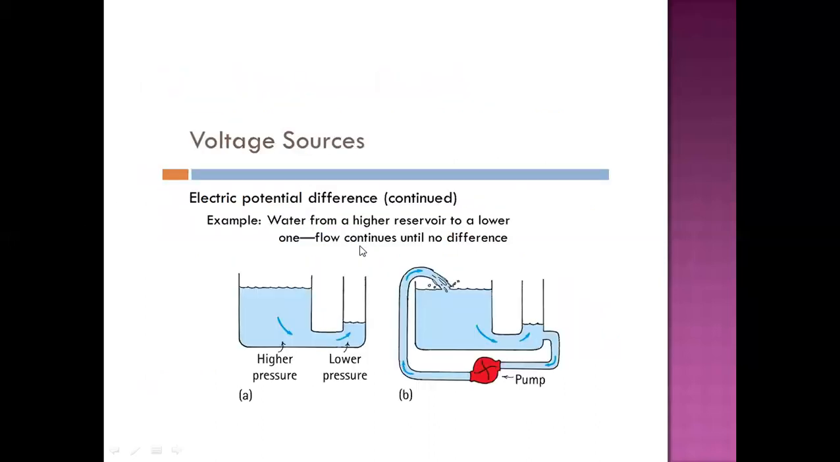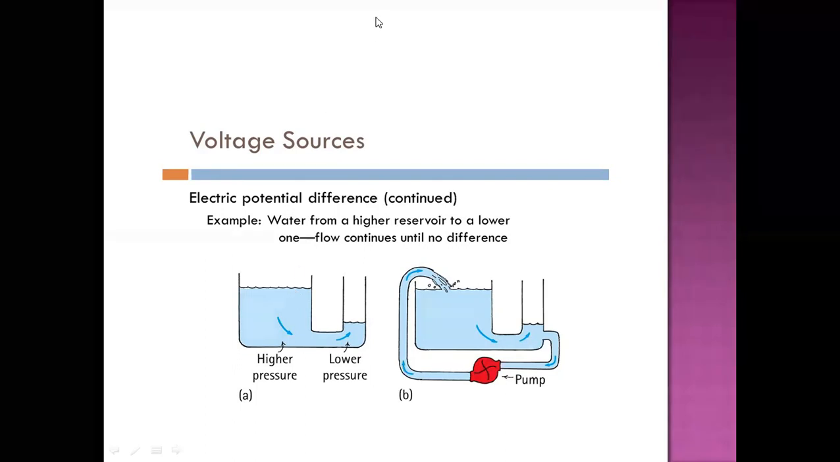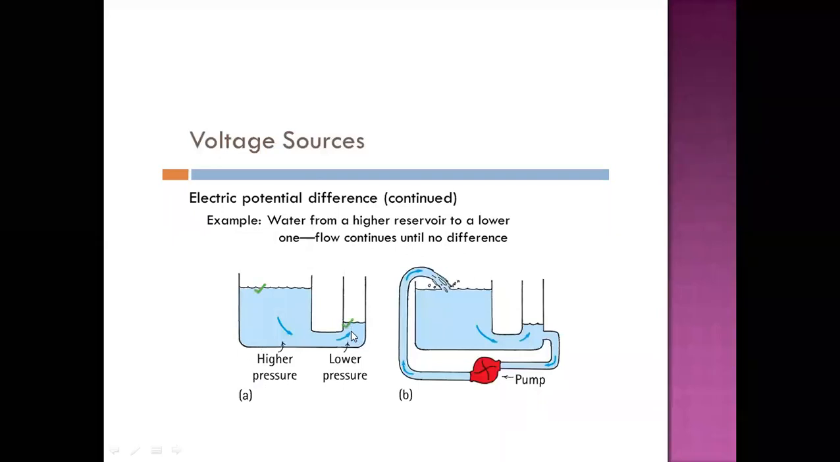Now let's move to the basics. What is the source of this voltage? Let's check. When water flows from a higher reservoir to a lower one, the flow continues until there is no difference. The water at the higher level is at higher potential, and the water at the lower level is at lower potential. The flow continues unless and until this difference is maintained. If they come to the same level, the water will not flow from higher to lower level.